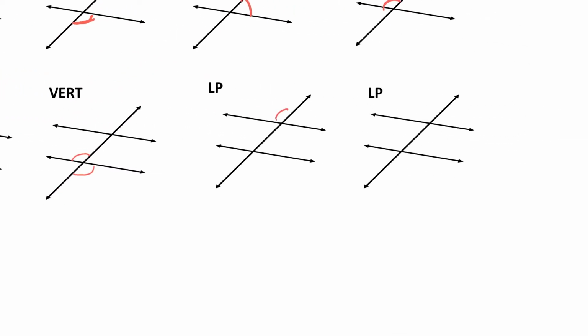Okay? Then linear pair would be like here and here, or here and here would be a linear pair. Okay, what's up with linear pair? They are always supplementary. You don't have to say anything else. If it's a linear pair, they are always supplementary. They add up to 180.